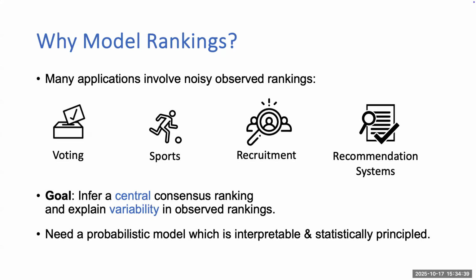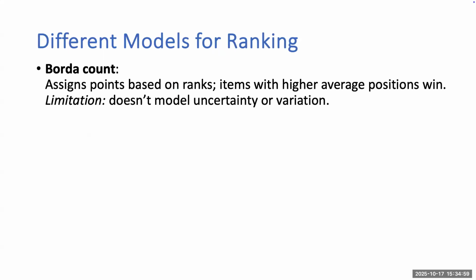Because we want to explain some sort of variability and get a central ranking, we need a probabilistic method or model for different ranking structures. Let me first start with that. What are some common probabilistic models that people have looked at in ranking? The first thing is not even probabilistic.